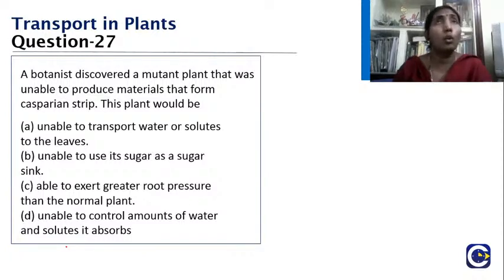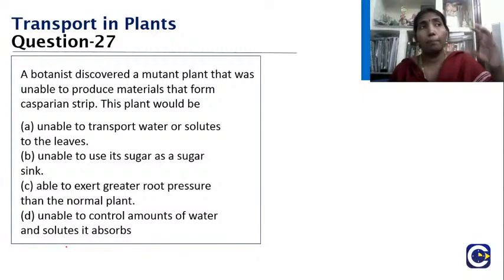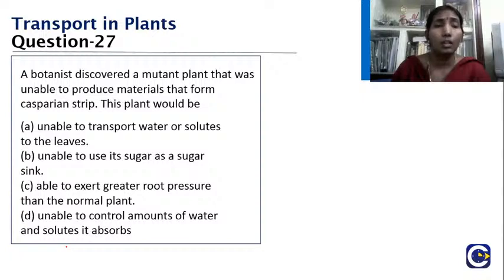So what is the role of the Casparian strip? We saw that the Casparian strip is present on the endodermis. The main role is what? To control the water and solute absorption, which we have already studied in the apoplast and symplast pathway. So here these are all the job of what? The xylem, okay, or you can see the role of a phloem.